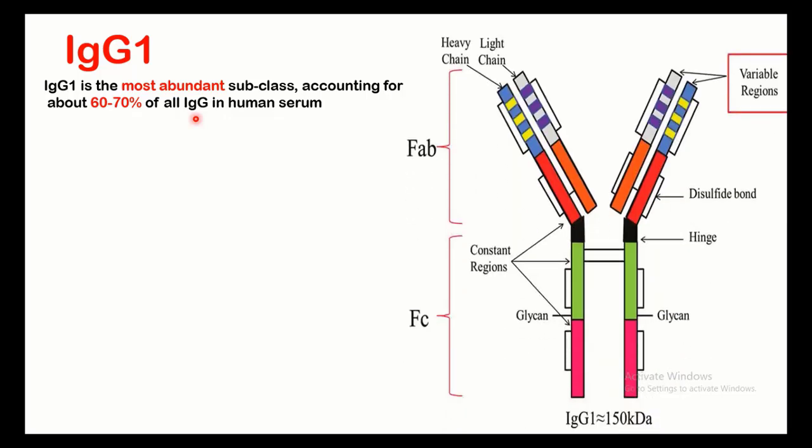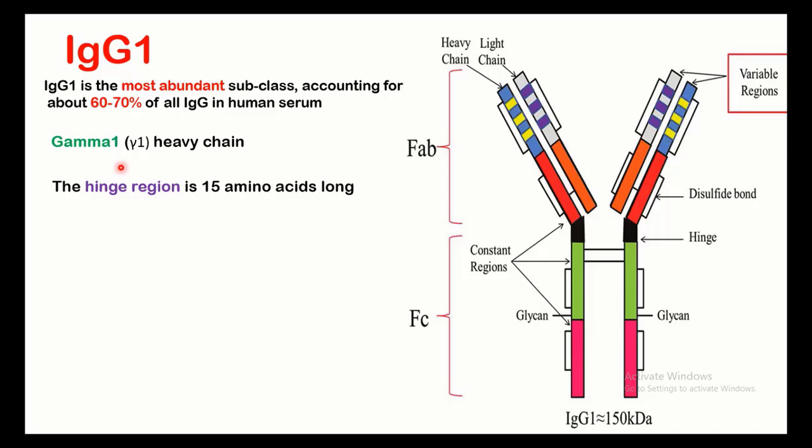Now, this is the general structure of immunoglobulin G1. If you look at the heavy chain, this one is your heavy chain. This particular heavy chain is known as the gamma 1 heavy chain. So the gamma chain defines that you're talking about immunoglobulin G, and the 1 defines that you are talking about the first subclass, that is immunoglobulin G1. So the heavy chain in immunoglobulin G1 is known as the gamma 1 heavy chain.